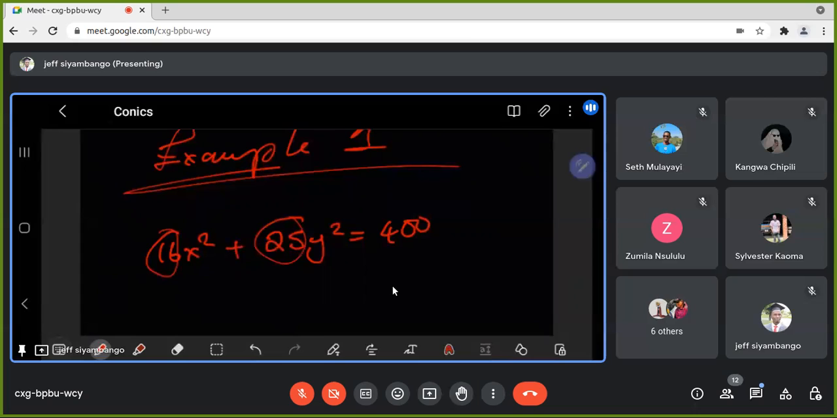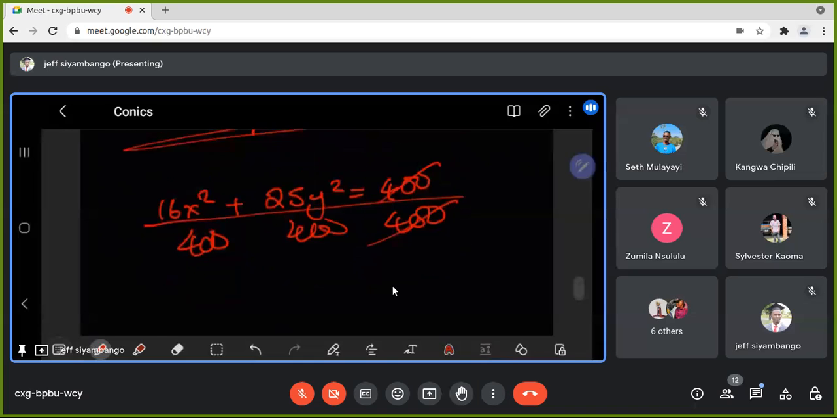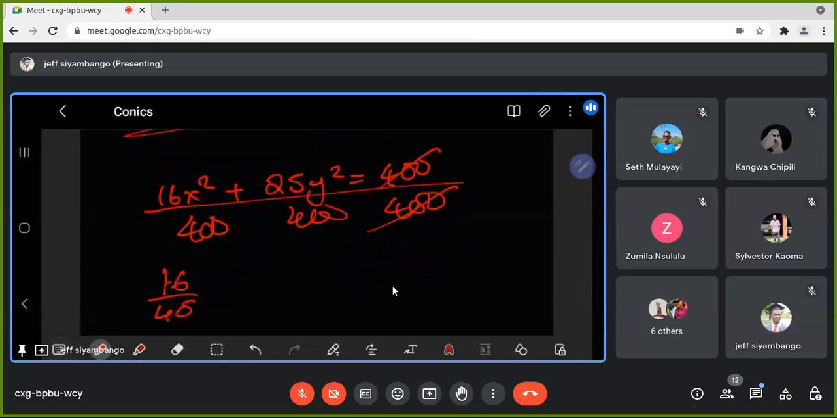So what do you do? You want to divide by the lowest common multiple of these two terms. But in this case, you also want the right-hand side to end up being a 1, if this is an ellipse indeed. So to make the right-hand side a 1, you might as well just divide by that 400. So divide everything by 400. This side, 400 here, and 400 here. This will leave a 1 only. Here we have 16 over 400, x squared, plus 25 over 400 as well, y squared, is equal to 1.